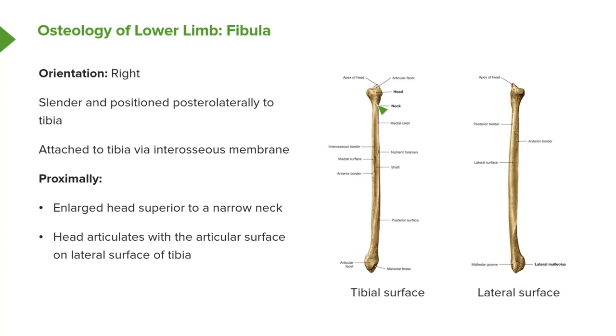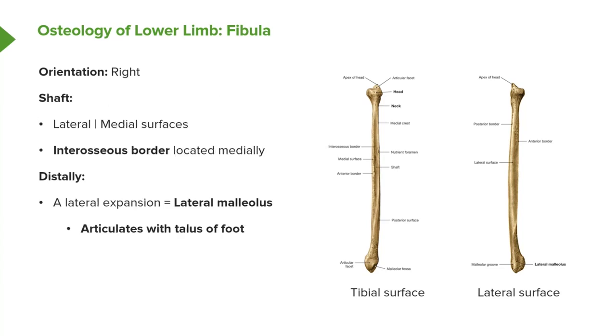The head articulates with the articular surface on the lateral surface of the tibia. So here we can see an articular facet, which allows the head of the fibula to articulate with the tibia. As we go down the shaft, we see we have lateral and we have medial surfaces. We have an interosseous border where the interosseous membrane will pass between the two, and we also have this posterior border, which we can see here.